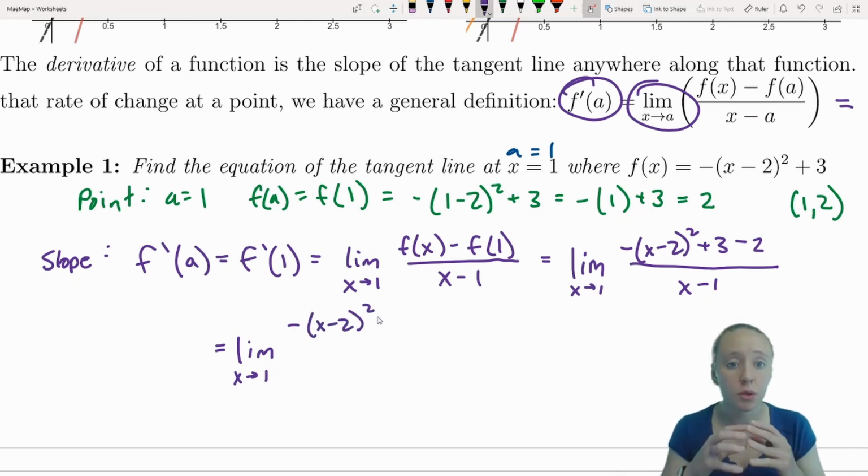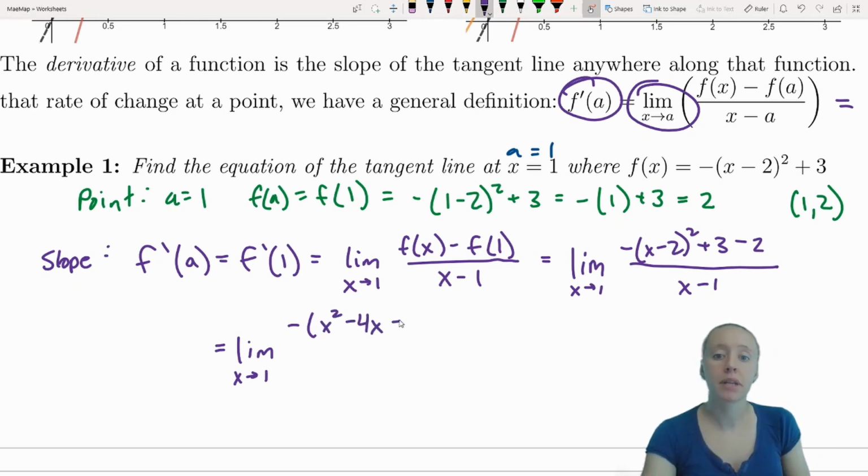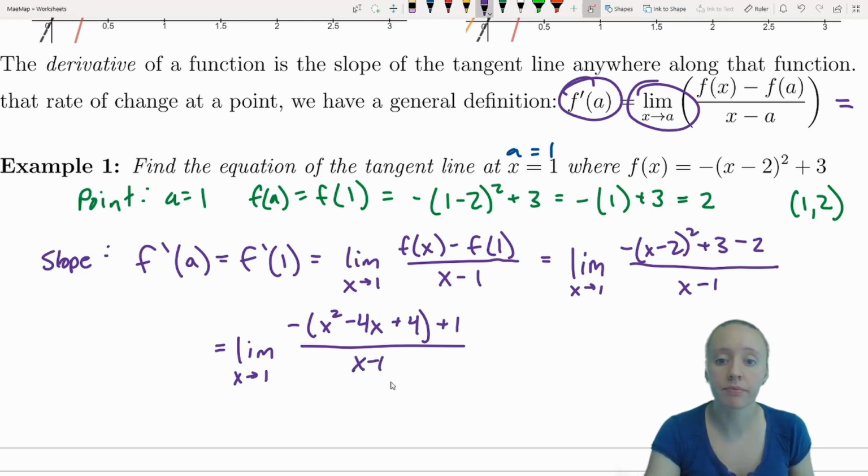But you know what I'm going to do? I'm actually going to expand that out. So negative (x minus 2) squared is going to be negative (x squared minus 4x plus 4). And then I'll add that to 3 minus 2, which is going to be a positive 1. And that's all over x minus 1. I still can't quite cancel out this x minus 1, so let's continue to simplify until we can.